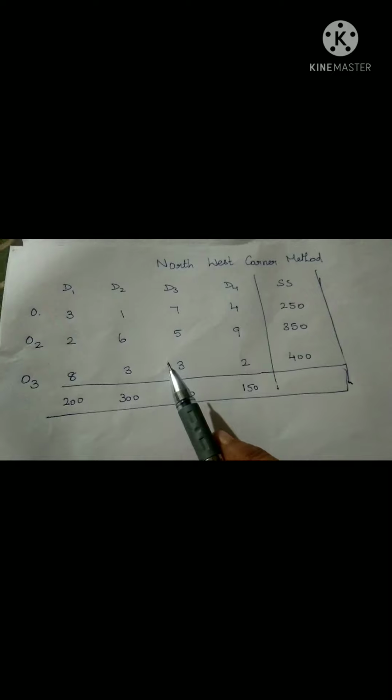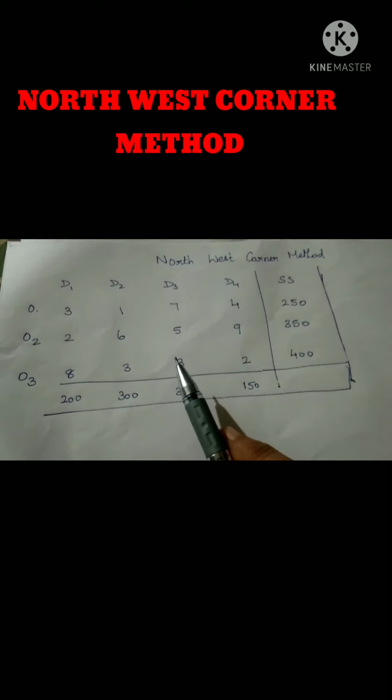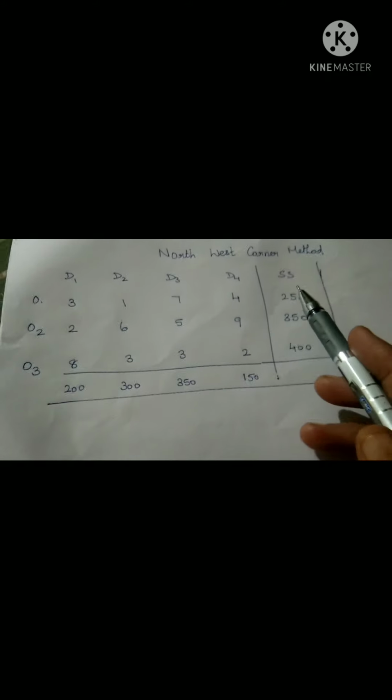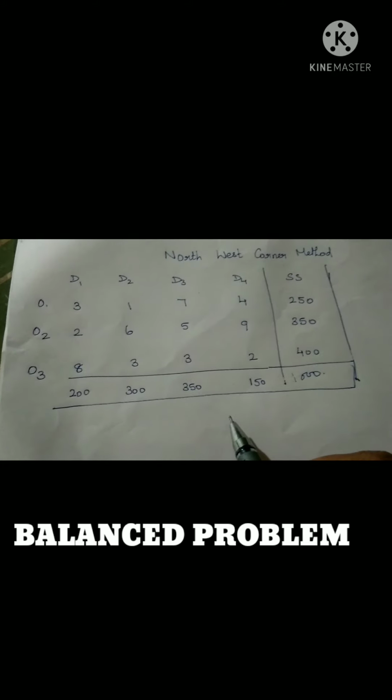Now we are going to discuss the northwest corner method. Before discussing the northwest corner method, we have to know whether this problem is balanced or unbalanced. For finding that, the total of the supply should be equal to the total of the demand. Here the total of the supply is 1000 as well as the total of the demand is also 1000. So we have finalized that it is a balanced problem.